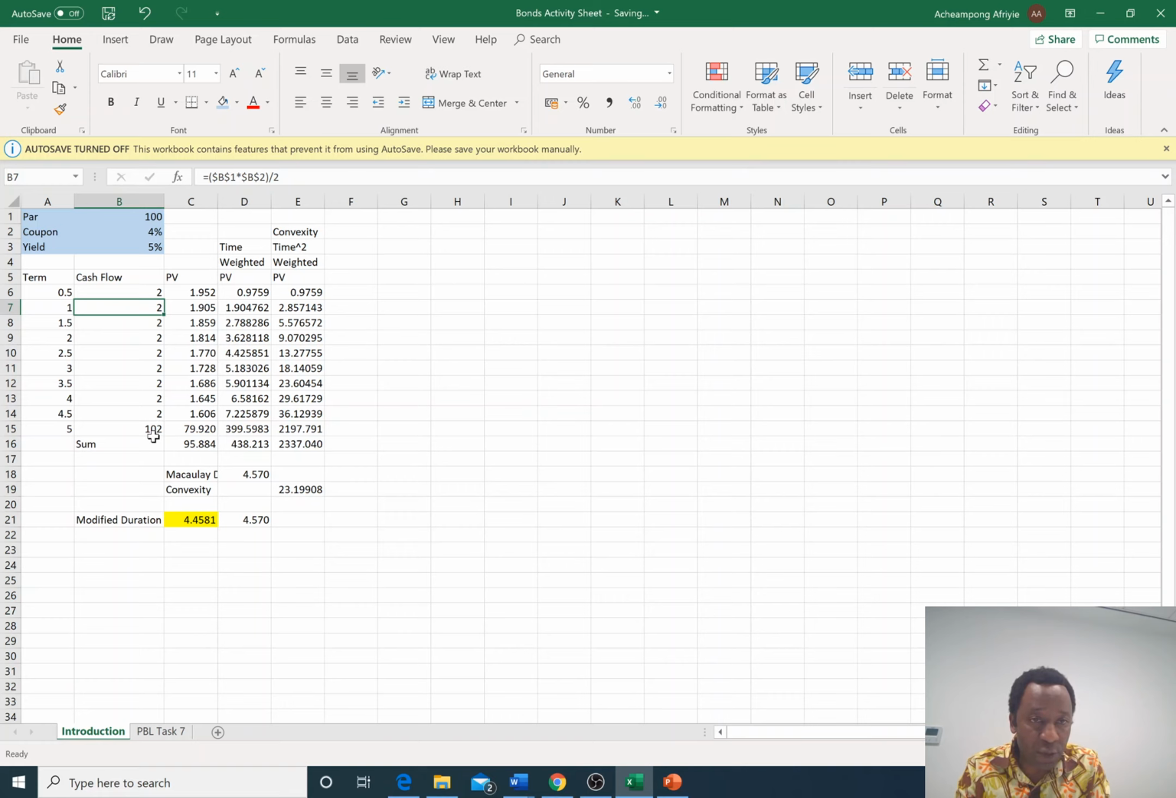That's why we have 102. So to calculate the price of a bond, technically, do you remember what we have to do? We have to discount these cash flows to their present value using the yield to maturity. And that is precisely what the spreadsheet does. You can see we are discounting 2 by 1 plus the yield to maturity raised to the power negative time.